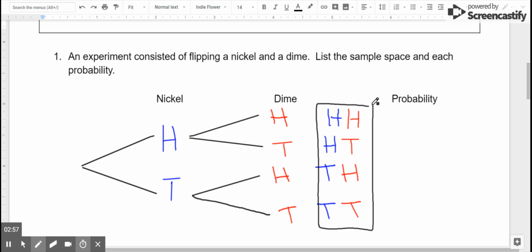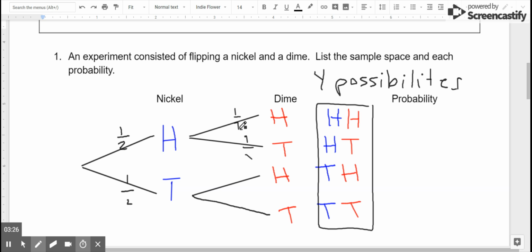The probability of each one of those outcomes is 1/4. There are 4 total outcomes, or 4 possibilities. And right now, we're working with possibilities that are all equally likely, right? Half the time on the nickel, we're going to get heads. Half the time on the nickel, we'll get tails. Half the time on the dime, we'll get heads. Half the time on the dime, we'll get tails. So those probabilities are equally likely.